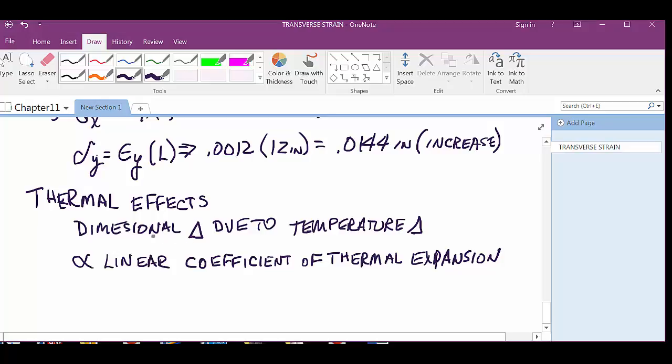Delta, yeah. Dimensional change due to temperature change. Delta is change, right? Delta X, delta Y. Yeah, those I'm familiar with. Yeah, the linear coefficient of thermal expansion. Okay.